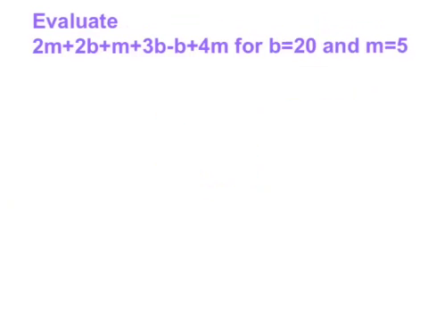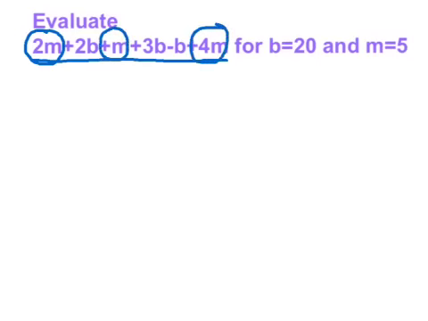You might have an expression with many variables in it. This is 2m plus 2b plus m plus 3b minus b plus 4m. You can do it. All you do is look for all the things that are alike. That's why it's called combining like terms. So we have 2m plus another m plus 4 more m's. So 2, 3, 7m. Now let's look at the b's.